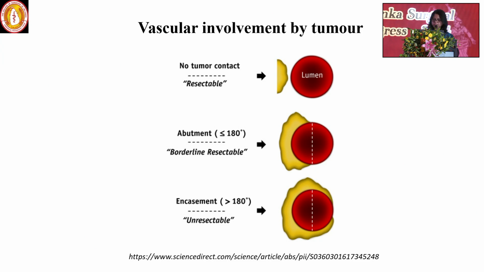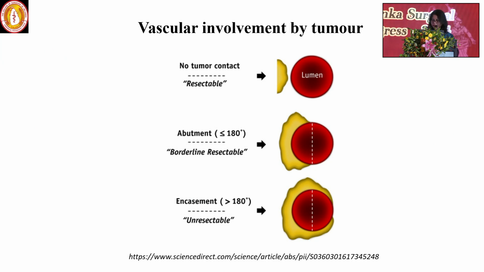This diagram shows the tumor and the contact surface of the vessel. If there is no contact surface, that is, a clear flat plane is there, that is resectable, and there is no abutment or encasement. The second one shows a contact of tumor with the vessel, but it is less than half the circumference. Then more than half the circumference contact, we call encasement.